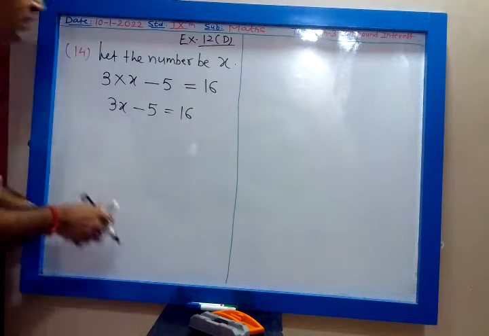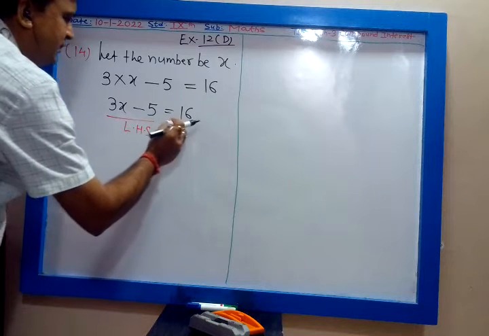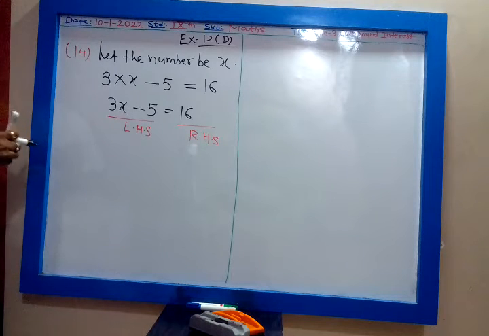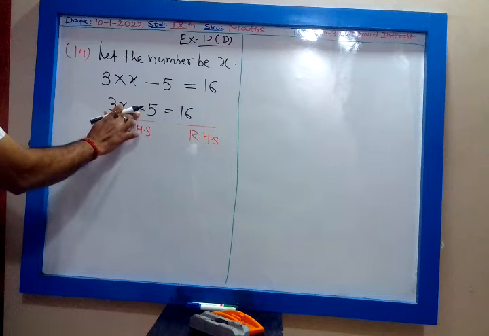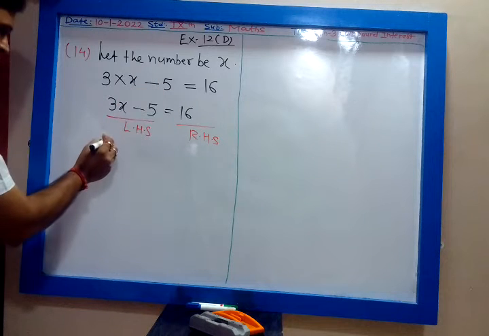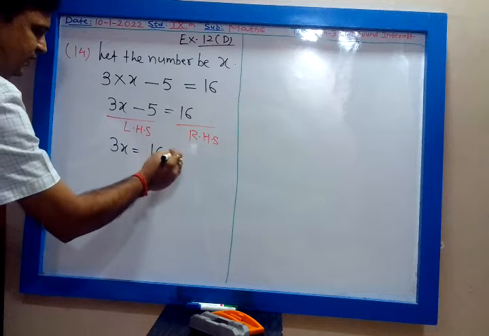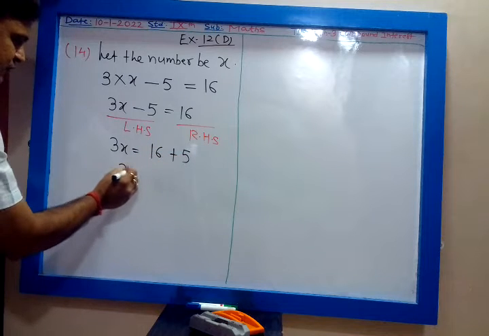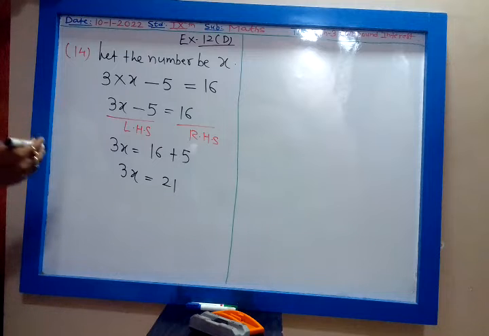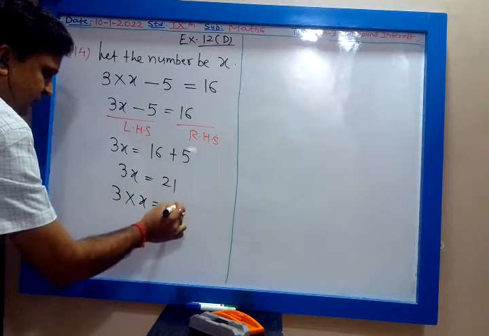Whenever you have the equality sign, this is my left hand side and this is my right hand side. On the left hand side it is minus 5. So when I take minus 5 to the right hand side, it will become plus 5. So 3x is equal to 16 plus 5, so 3x is equal to 21. What do you mean by 3x? 3x means 3 into x. 3 into x is equal to 21.